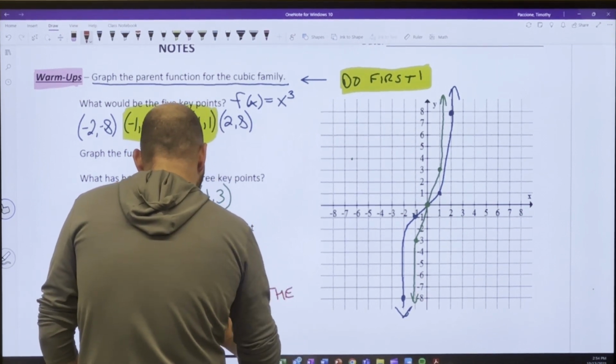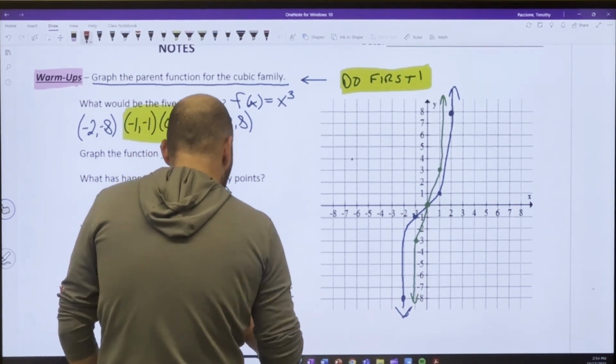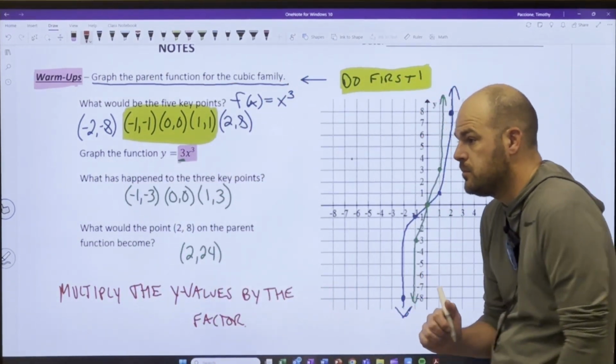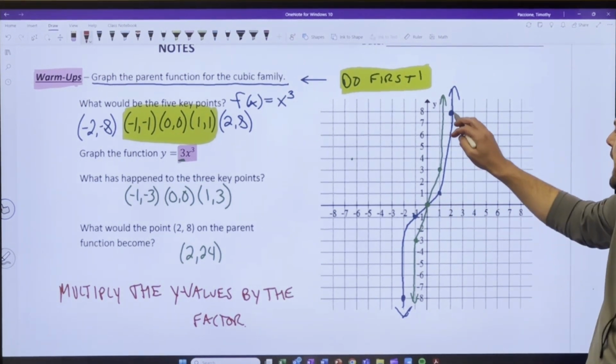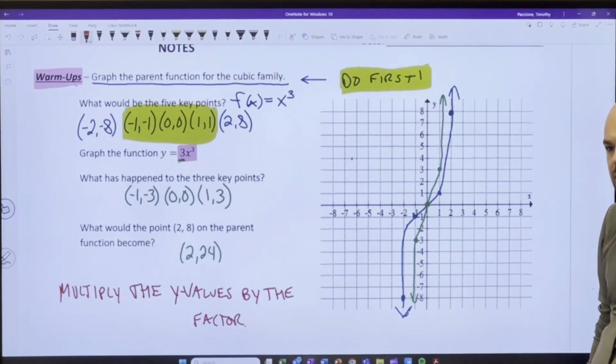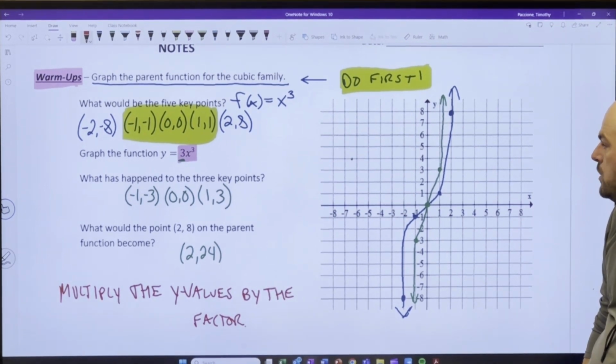Is it always going to be the y? Are we ever going to multiply the x? Nope. We're only multiplying the y. So that's why it stretches this way. That's why it shrinks this way. Because we're just affecting the y with these things, right? All right. Why 24? Because we had 2, 8 times 3. 8 times 3 is 24. But why doesn't the 2 change? Because we only multiply the y. We don't multiply the x.